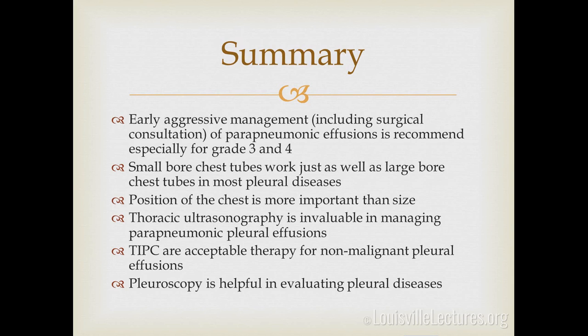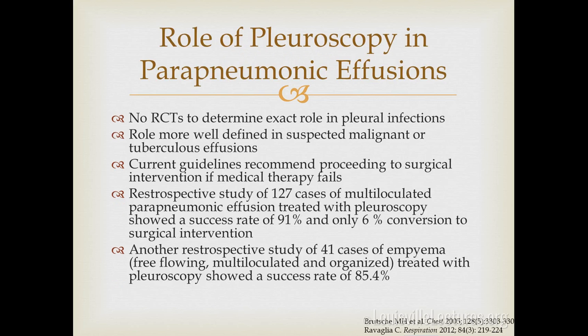And then indwelling pleural catheters like Pleurx have some role in parapneumonic effusions, but we generally avoid them because they can cause infection of the tract. For other kinds of non-malignant effusions like CHF and chylothorax, I think we went through those slides last time. There's some data that they're helpful. And then pleuroscopy for patients who are not improving and do not want surgery or are not fit for surgery is an option that is still being explored.